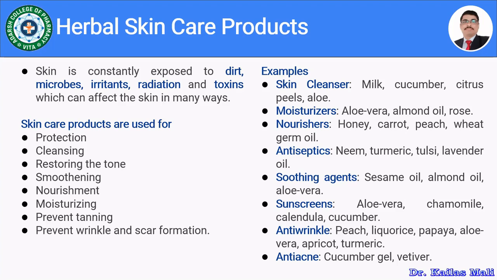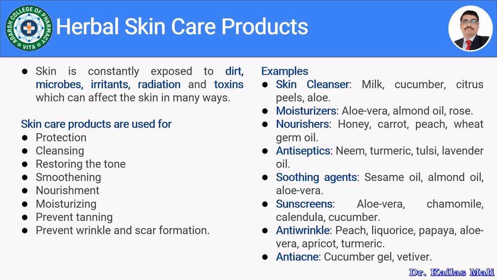So these are some of the uses of the herbal skincare products. Let us see some examples of the herbs along with their category. In the preparation of skin cleanser, we are using milk, then herbs like cucumber, citrus peel, and aloe. The citrus peel, the cucumber, and the aloe have skin cleansing properties.